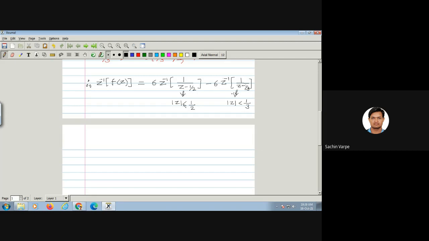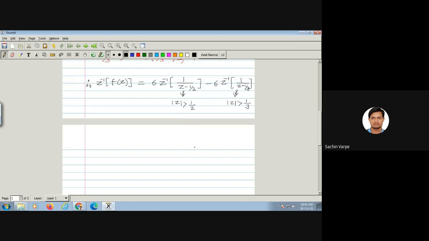Sorry, it is greater, I'm sorry. It is greater. So as mod z is greater than, strictly given here, so ultimately it will be greater than here also. Right? So for the first, how do I expand it? Since mod z is greater than half, I'll have to write less than 1.